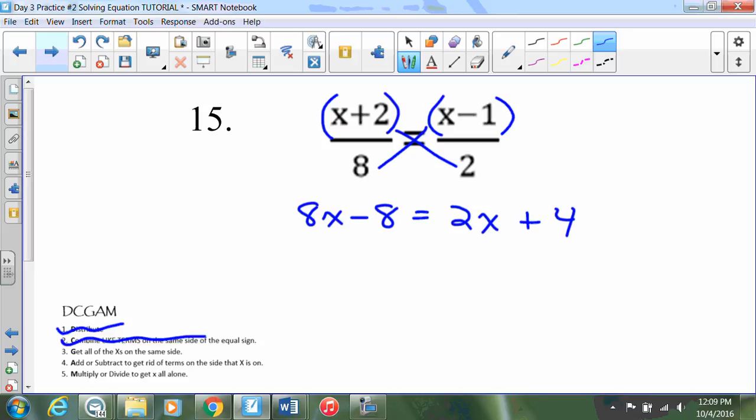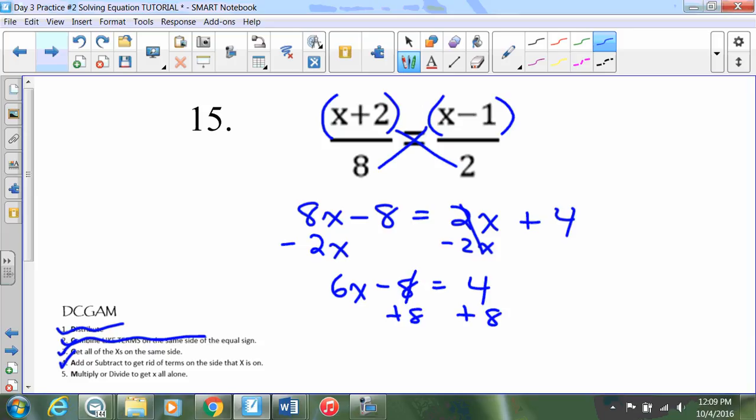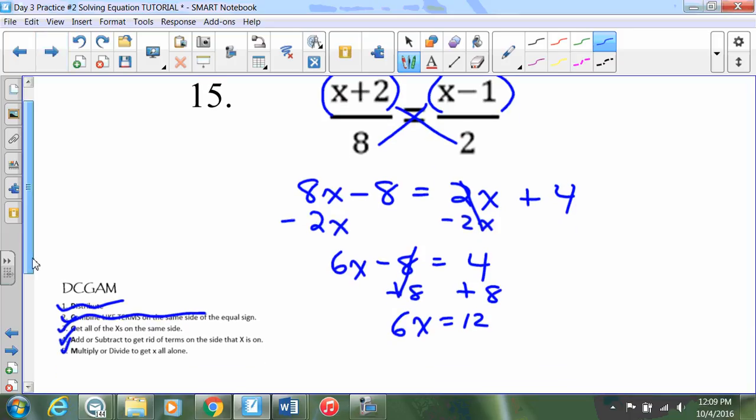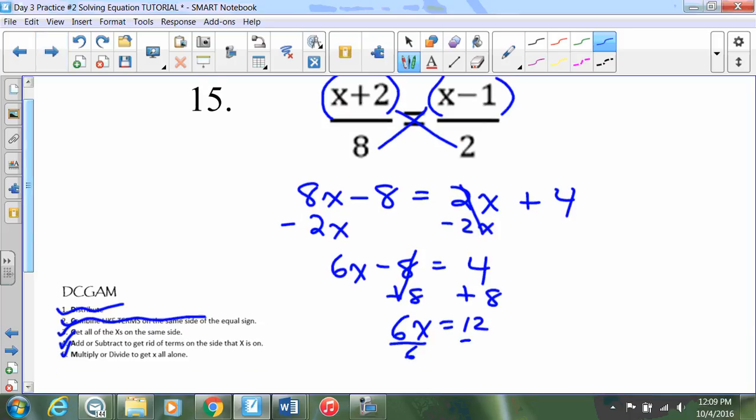We need to get X on the same side, so let's subtract 2X on both sides. We end up with 6X. We bring everything else down. That's gone. We need to do the next step. Let's add 8 to both sides. It's gone. 6X equals 12. And the very last step is to divide both sides by 6. So we get X equals 2.